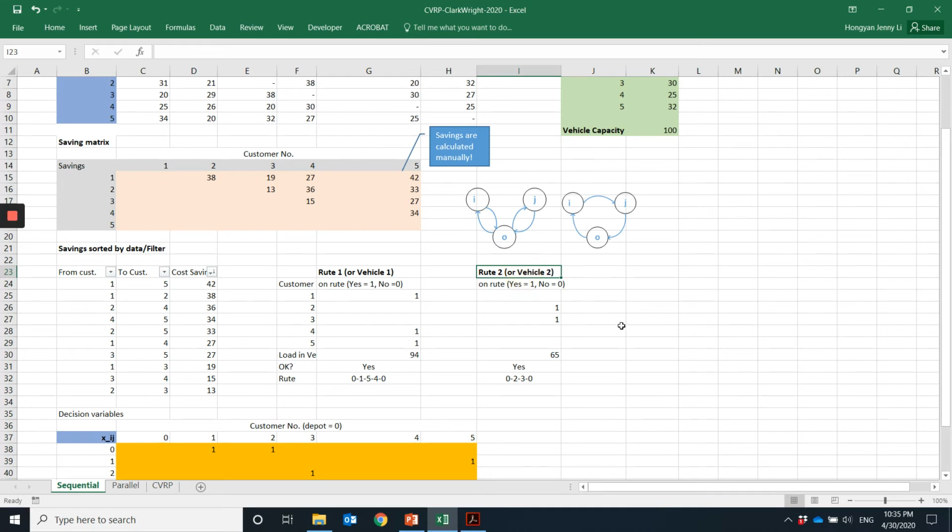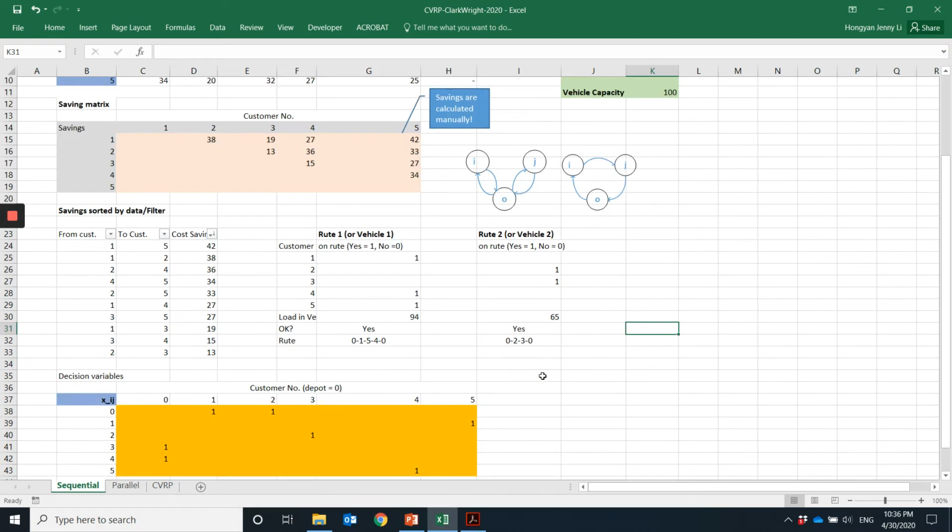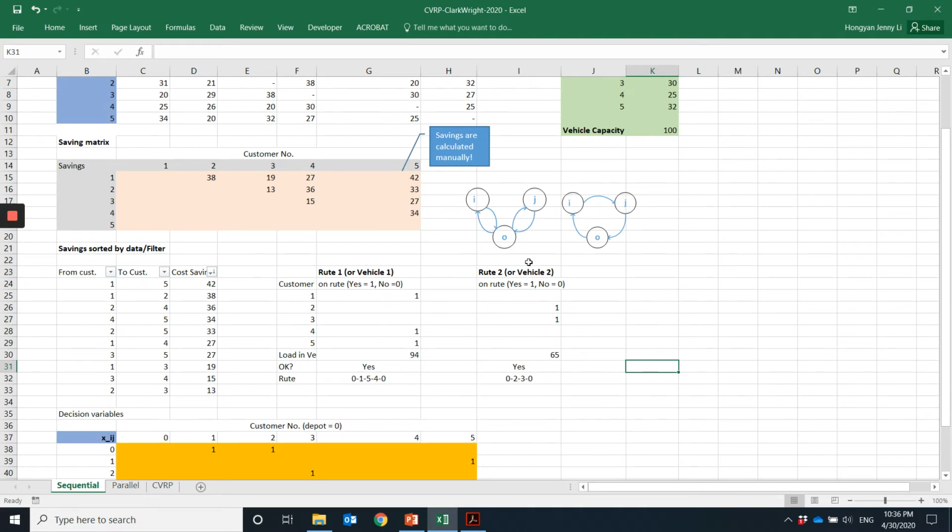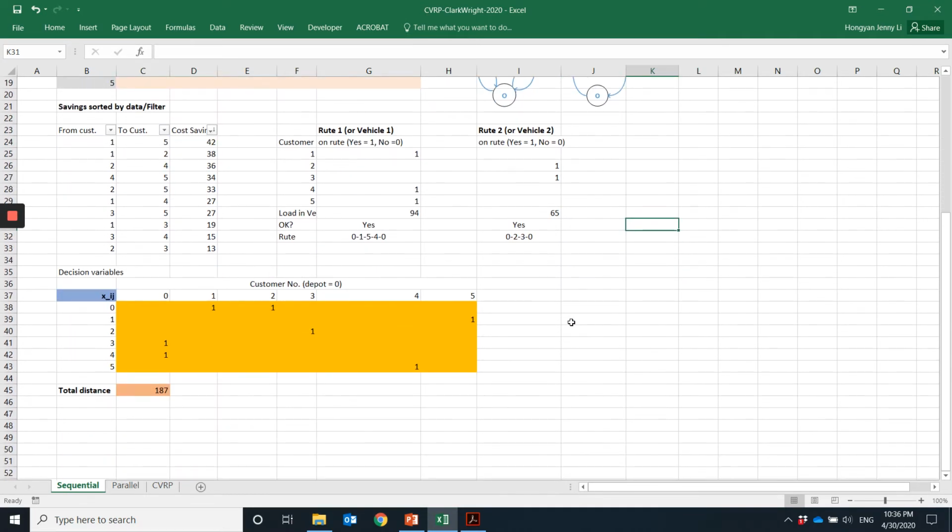And we are not done with all the customers yet, so we need to initiate the second trip or second route, or we say you need to send out the second vehicle. So apart from customers 1, 4, 5, I still have customers 2 and 3 not served. So I just put them together. We'll save 13 anyway. So in the second trip, I make a tour from depot to 2 to 3 and back to depot. So that's how I create this trip or this route.